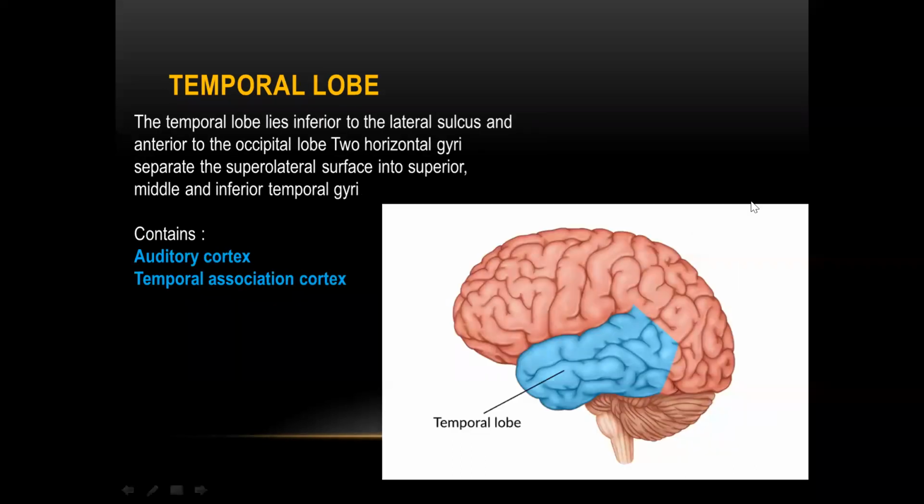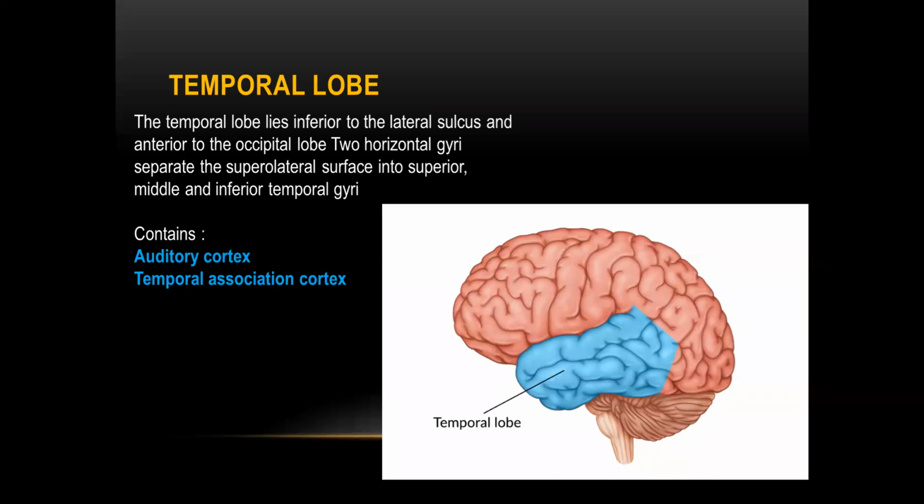The temporal lobe is located below the lateral sulcus. It is divided into three gyri, superior, middle, and inferior, by the superior and inferior sulci. It consists of the auditory cortex and the temporal association cortex. The auditory cortex is responsible for hearing, and the temporal association cortex is responsible for the integration of hearing stimuli.